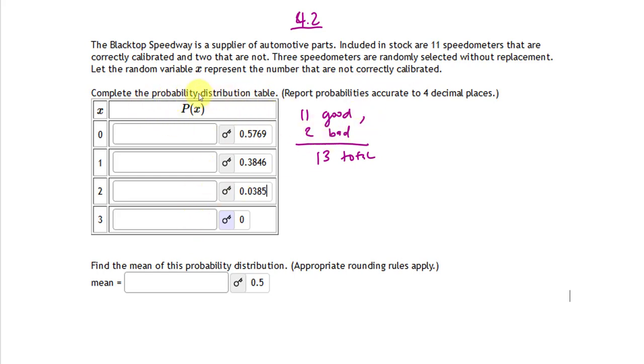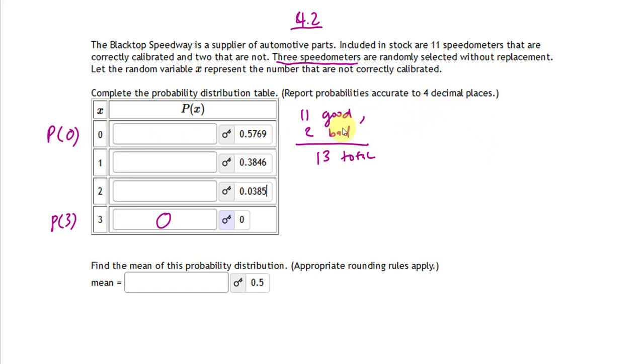So they ask you, what is the probability of you getting the 3 bad ones? Well, we have only 2 of them, so there's no way that you can get 3 bad ones, right? So you cannot get this probability. This event cannot happen, so you should have 0. What happens if I want P of 0? That means when I select out 3 of them, none of them are the bad ones.